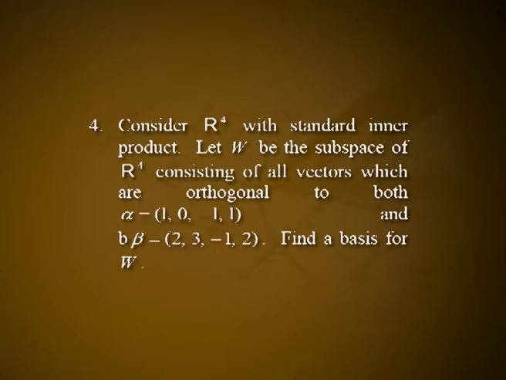Consider R4 with standard inner product. Let W be the subspace of R4 consisting of all vectors which are orthogonal to both alpha equal to 1, 0, minus 1, 1 and beta equal to 2, 3, minus 1, 2. Find a basis for W.